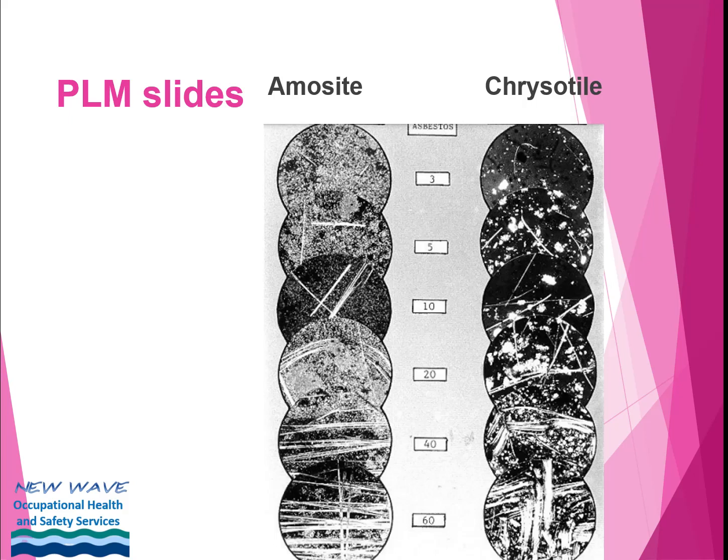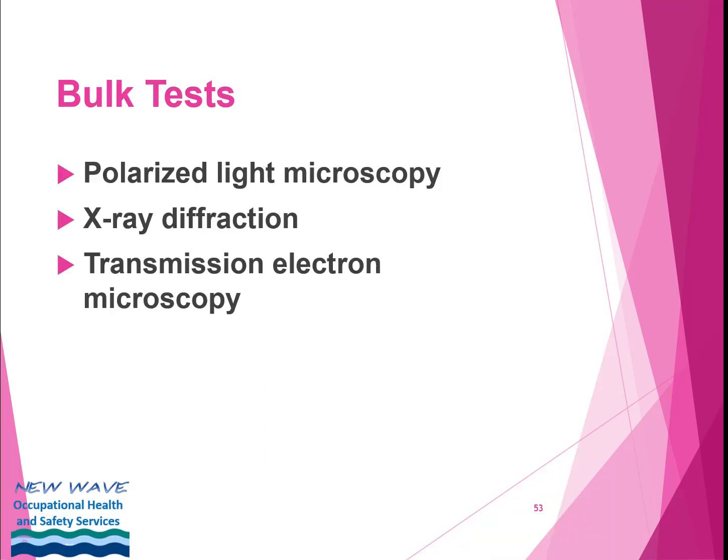This slide shows what the PLM technician is actually seeing. With amosite on the left and chrysotile on the right, you can see the number of fibers increasing as the percentage of asbestos increases. In addition to PLM, other less common bulk tests for asbestos include X-ray diffraction and transmission electron microscopy.